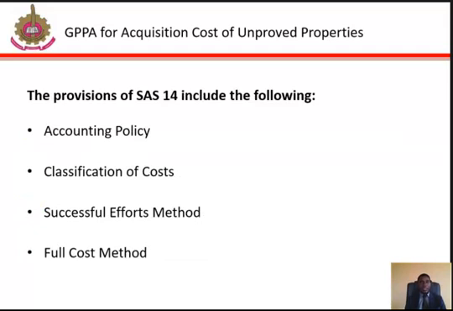Now, we are looking at GAAP for acquisition cost of unapproved properties. The provision of SAS 14 includes the following: accounting policy, the classification of the cost, and it also looks at the successful effort method and full cost method.